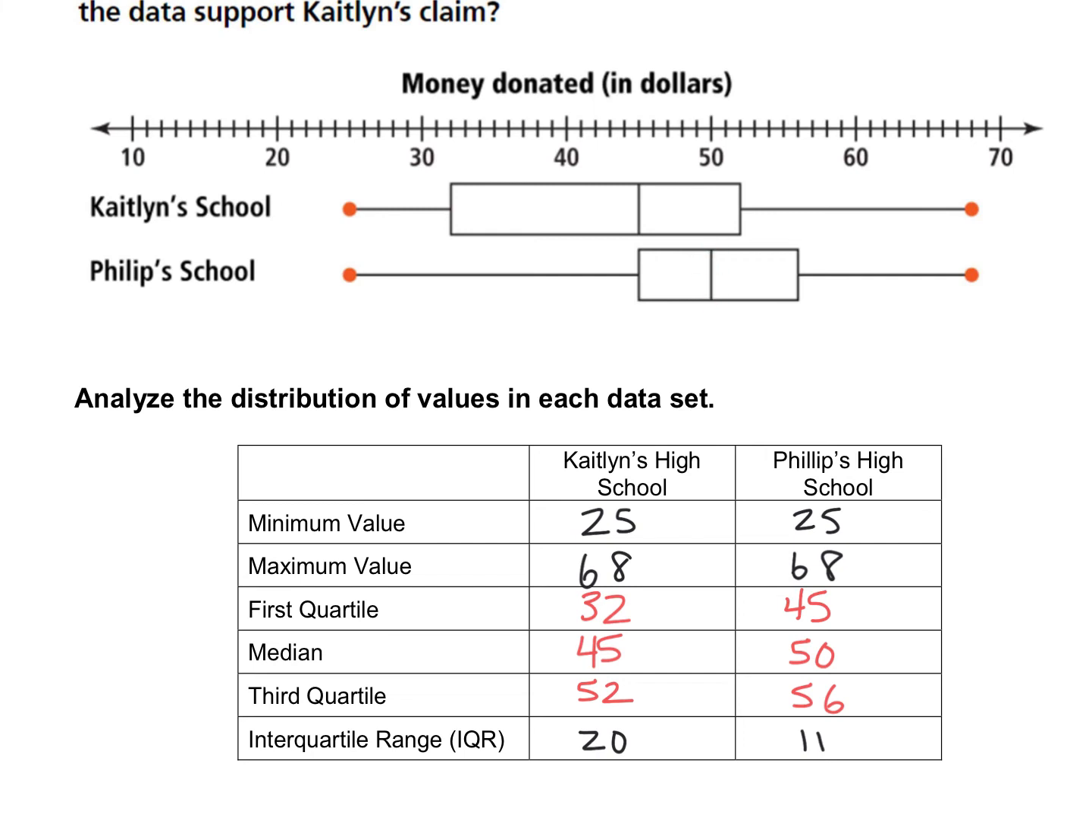So based on these box plots, it does not support Caitlin's claim. In fact, it actually suggests that individual students at Philip's school raised more money than individual students at Caitlin's school.